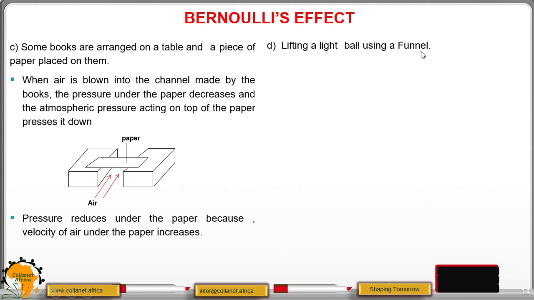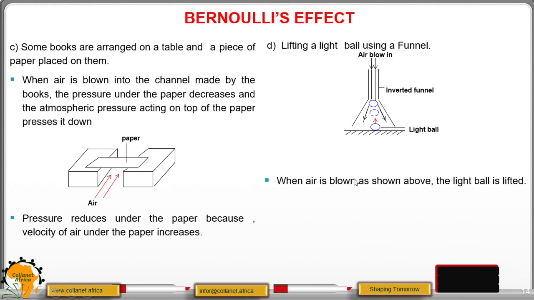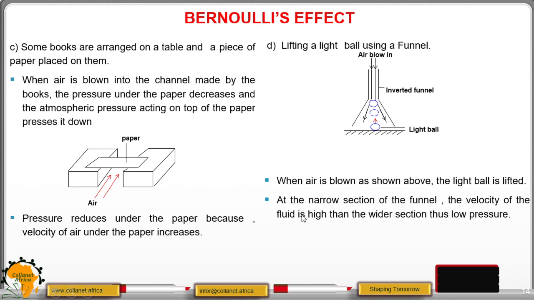Lifting a ball using a funnel. This one is the most dramatic one, whereby you can lift this ball, as long as it is very light, using this funnel. So it will move from here to here. But why? When air is blown as shown, the light ball is lifted, and don't forget, you are just blowing in, not out.